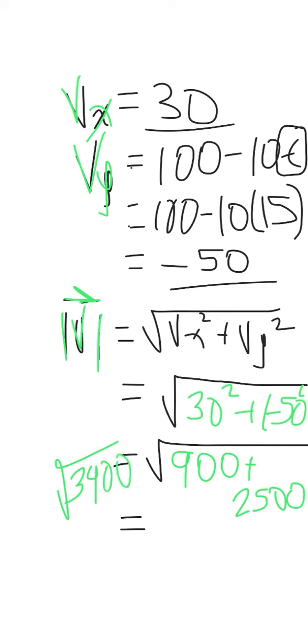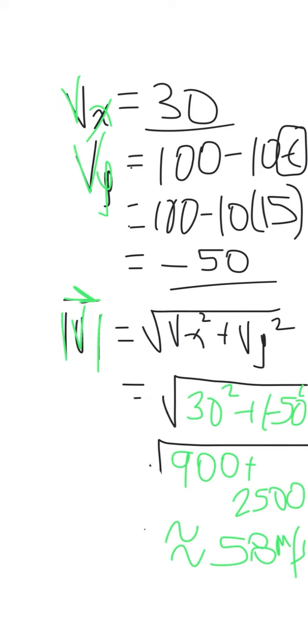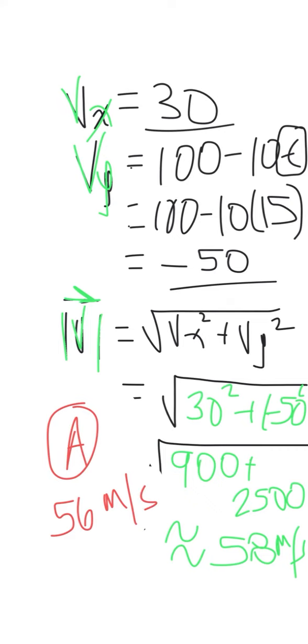And when we take the square root of 3,400, we're going to get that the magnitude of the velocity is approximately 58 meters per second. This means that the answer for this question would be A, 56 meters per second, because we were looking for the closest value.